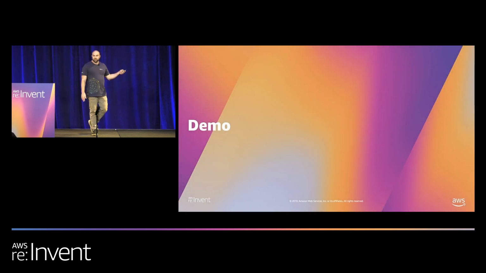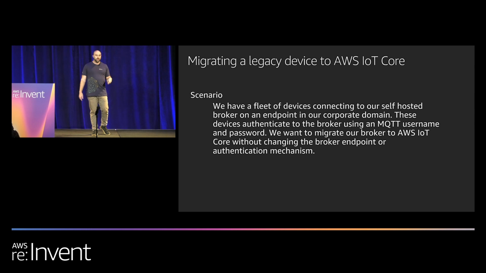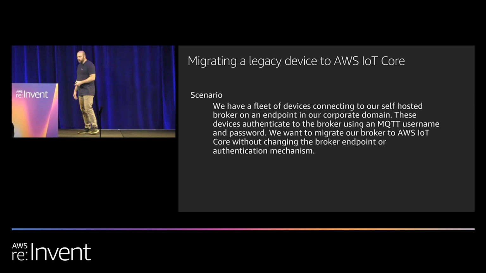So now we'll actually go to a live demo to show you how this works in practice. The scenario that we have set up here is that we have a fleet of devices that are connecting to our self-hosted broker on an endpoint, in this case, mqtt.awsIotrocks.com. These devices want to authenticate to this broker with username and password. And we want to be able to migrate this messaging and connectivity portion of our application to IoT Core without changing this interface for devices. So we'll just run a quick demo right now.